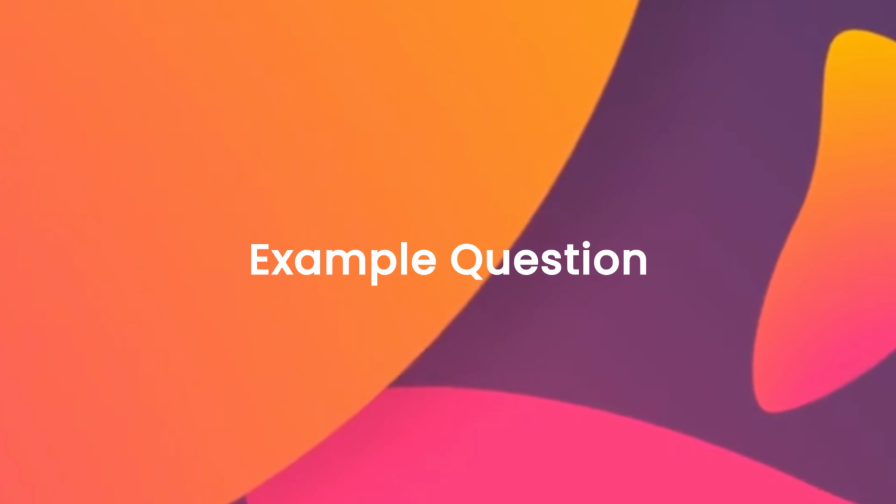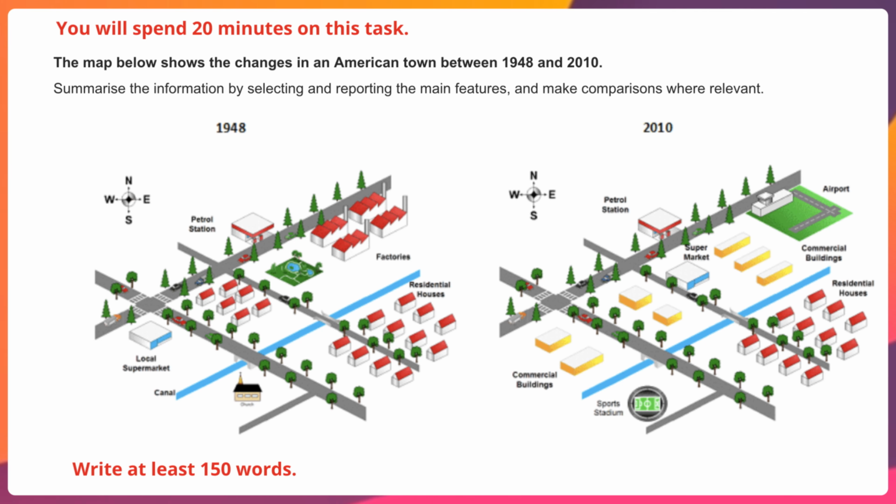Now the question task. You can see that there are two different maps or plans given. These maps talk about the changes in an American town. The years mentioned are 1948 and 2010. You have to select the main differences, or let's say the main changes, and present them in the overall statement. The introduction will be a paraphrase of the question.